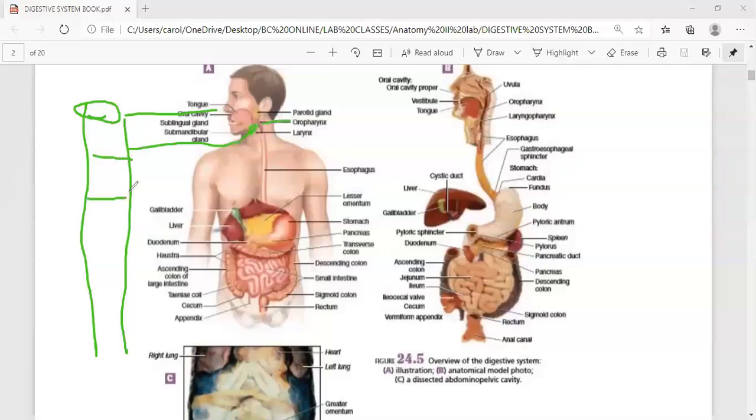Then what is this part of the tube right here? Well, that's the esophagus right here. Then what is this part of the tube right here? Well, from there, that's the stomach right there. What is this part of the tube? Well, this part of the tube is going to be the intestine right here, small intestine. What is this part of the tube? Well, it's the large intestine, this intestine right here. And what is this part right here? This is the anus right there.